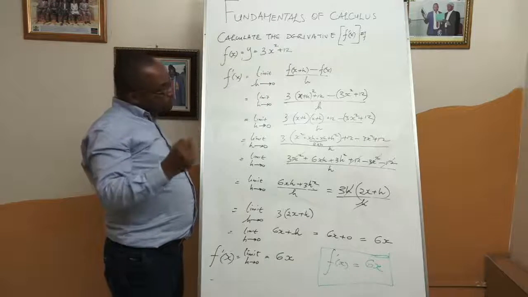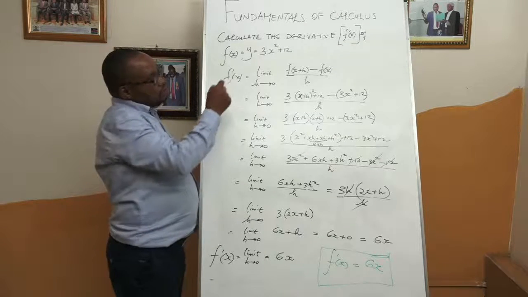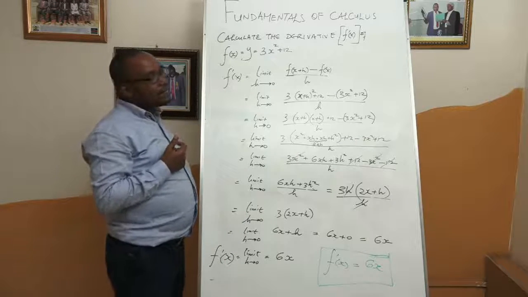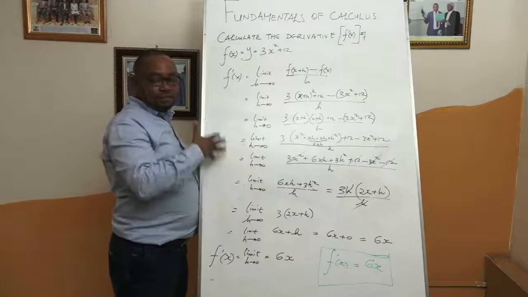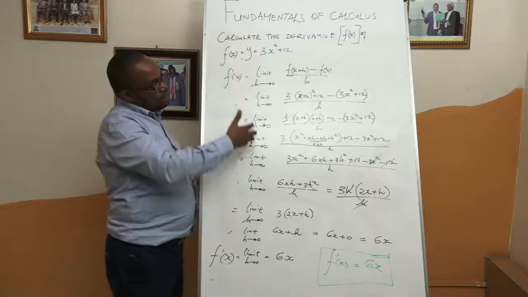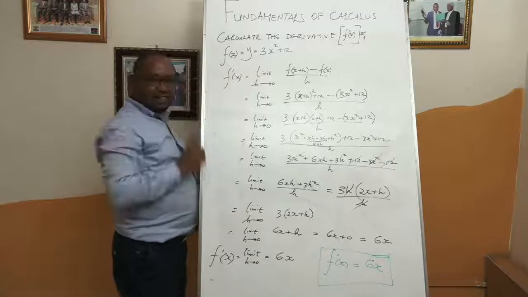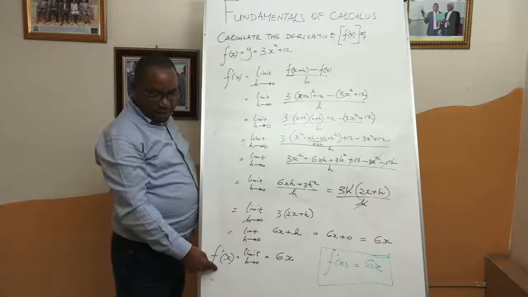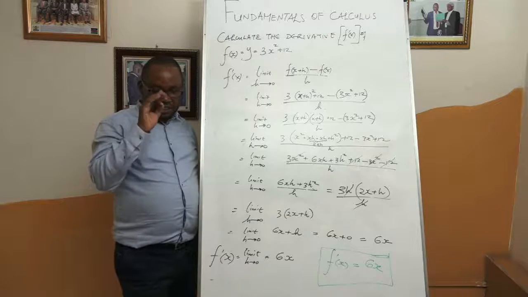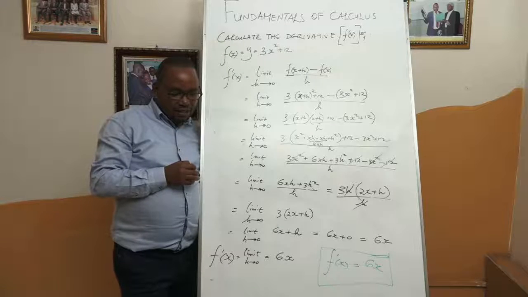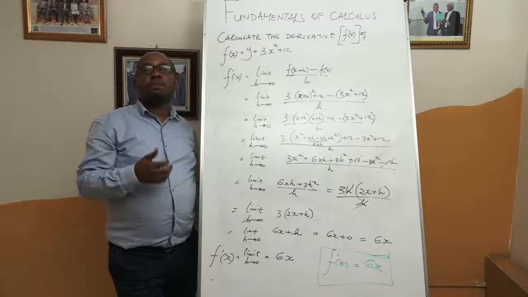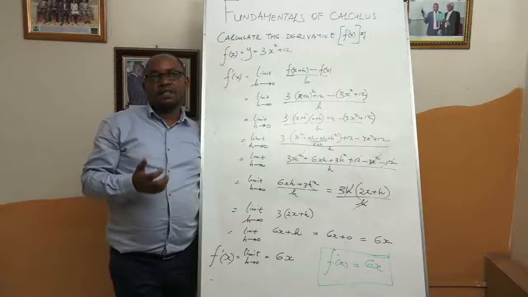There's a rule we use called the power rule that will end up giving you the same answer in a shortcut manner, in a very simple way. But you need to understand where it came from in the first instance. So this is the right method of determining a derivative. And a derivative, remember, is the rate of change at an instant. Instantaneous rate of change.